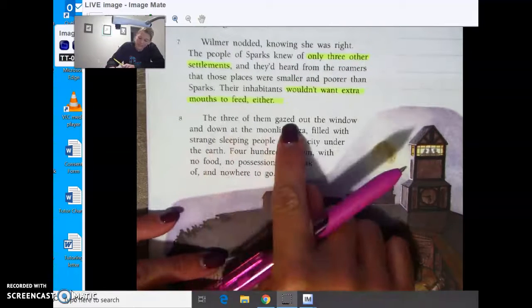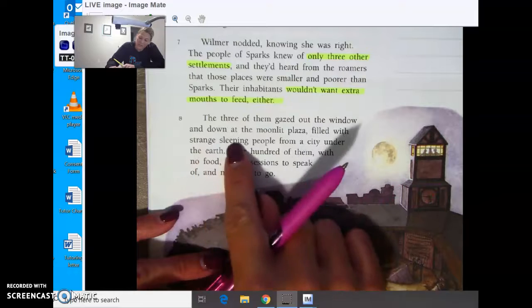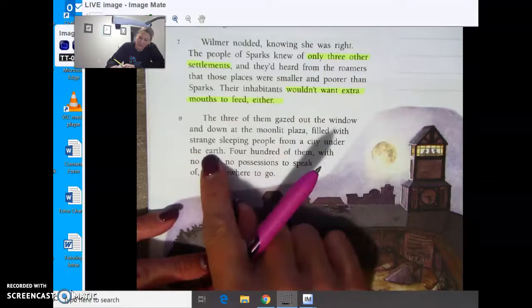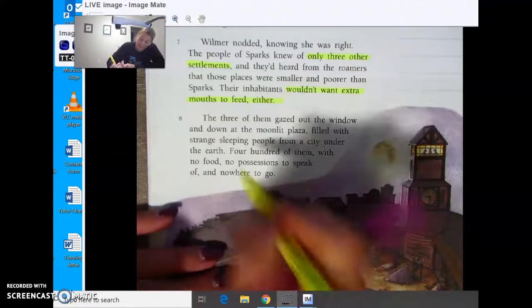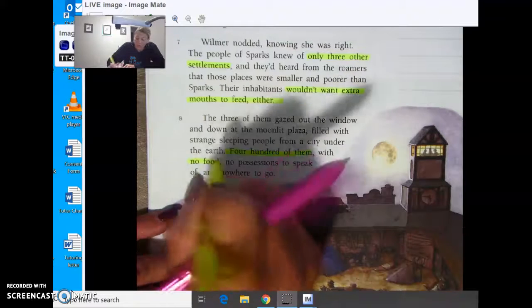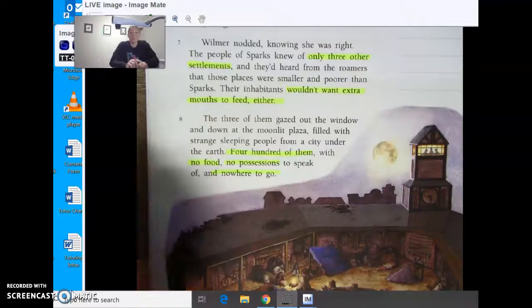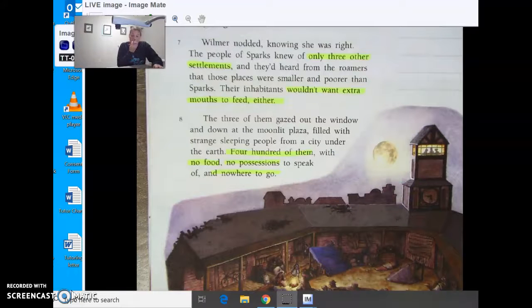The 3 of them gazed out the window and down the moonlit plaza, filled with strange sleeping people from a city under the earth. 400 of them. With no food, no possessions, and nowhere to go. Whoa. So let's stop here and let's just talk real quick about some of the key details we've read.